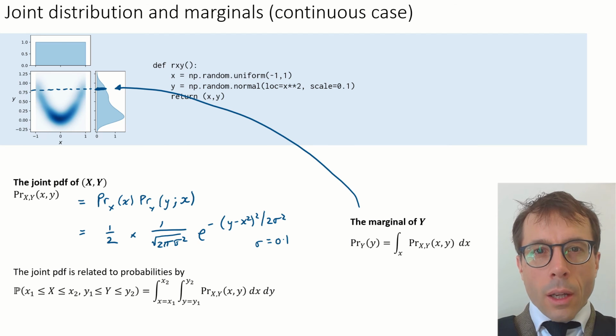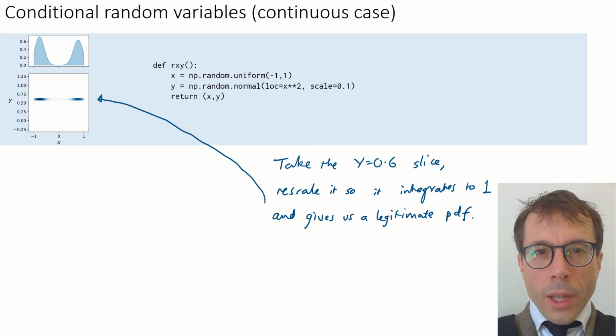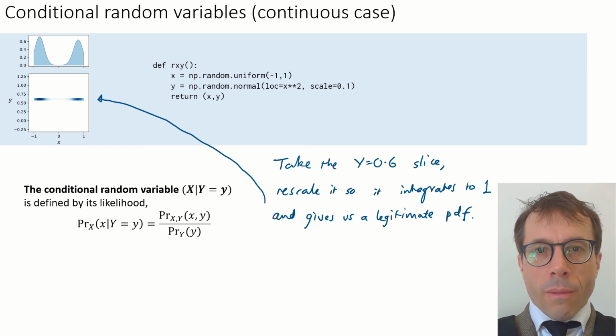Here's the marginal of y, which we get by integrating over x, i.e. integrating across a horizontal line. Okay, so we've got the joint distribution, we've got the marginal distributions. Next, to define the conditional random variable. We're going to do exactly the same as we did for discrete random variables. From the joint PDF plot, we can take a slice through it. Here I've taken the slice at y equals 0.6. We can rescale it to integrate to 1, and this will give us a legitimate PDF. In other words, it gives us a random variable, the conditional random variable, big X conditional on big Y equals little y.